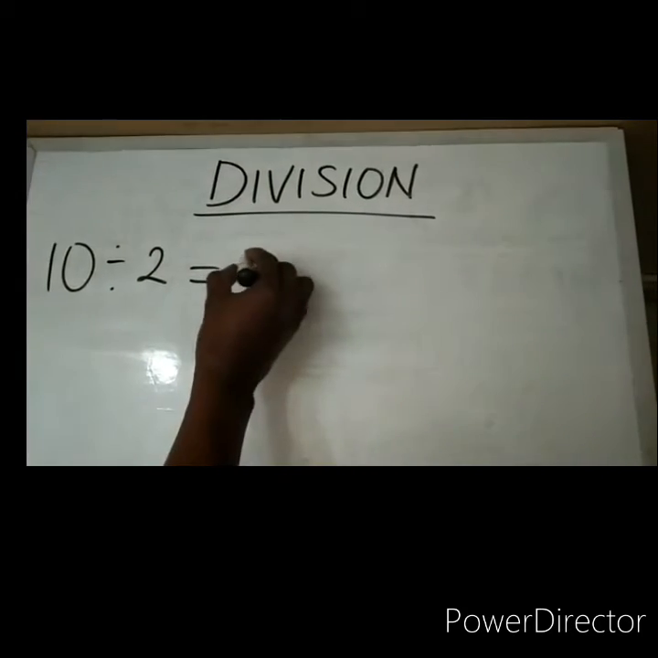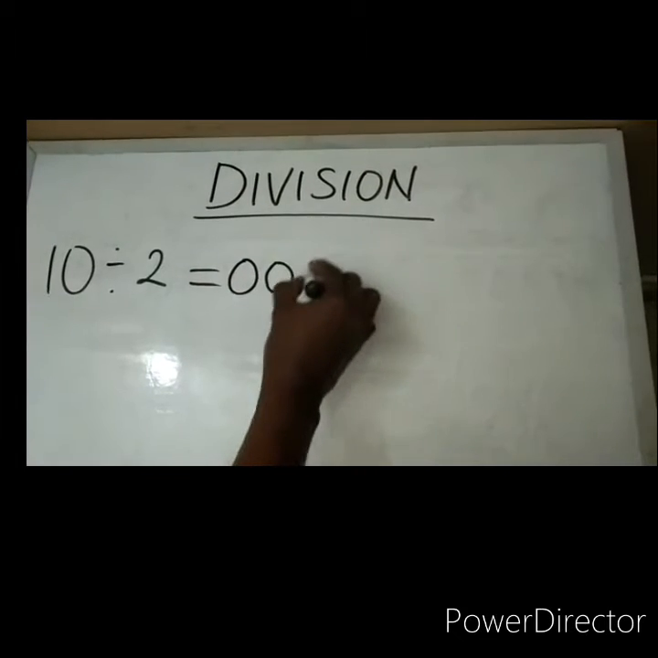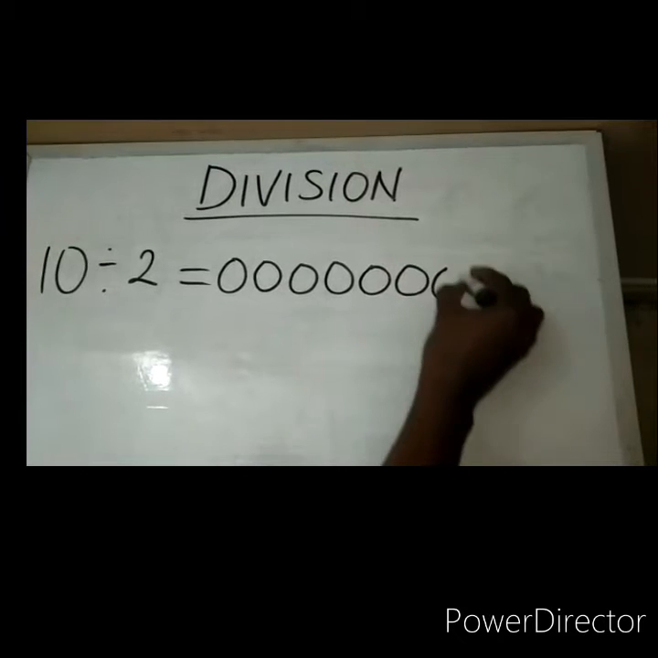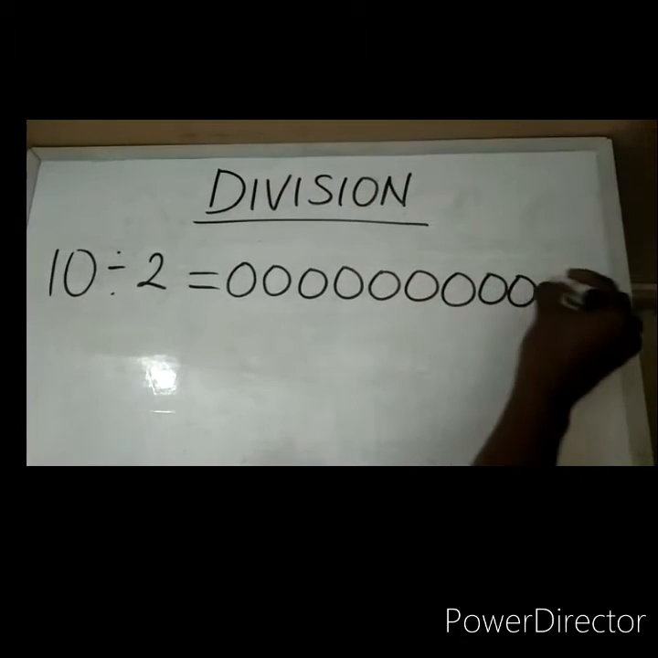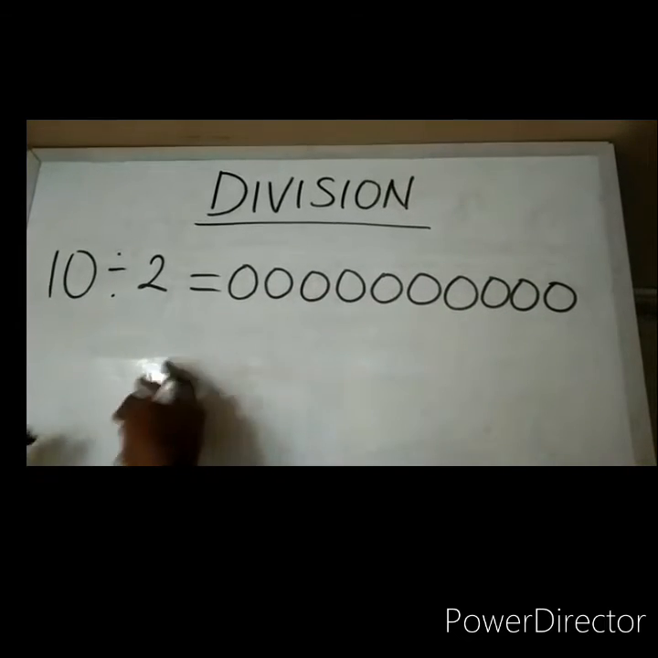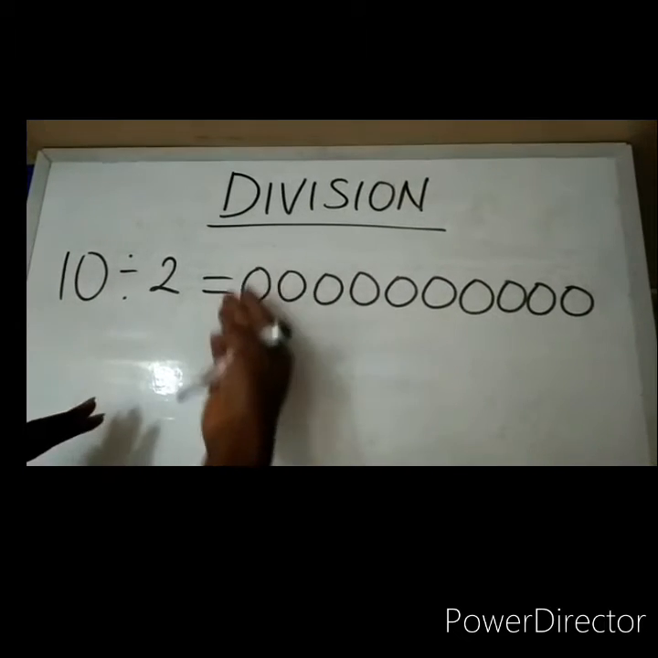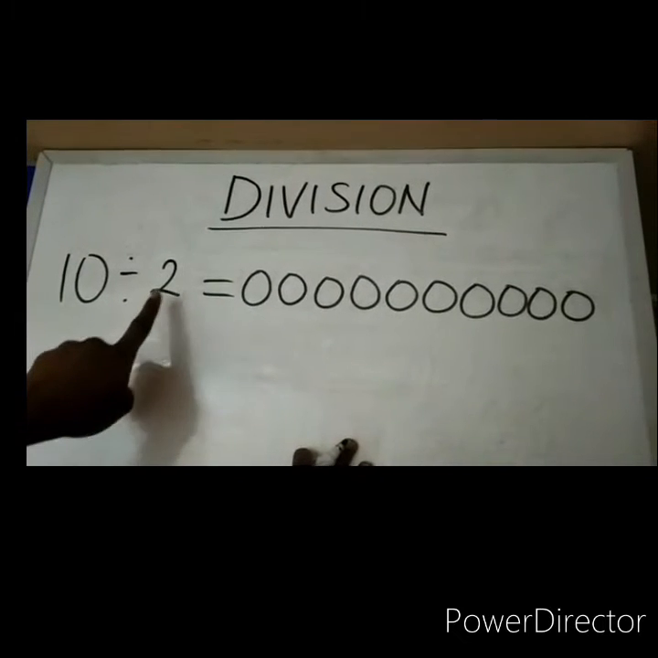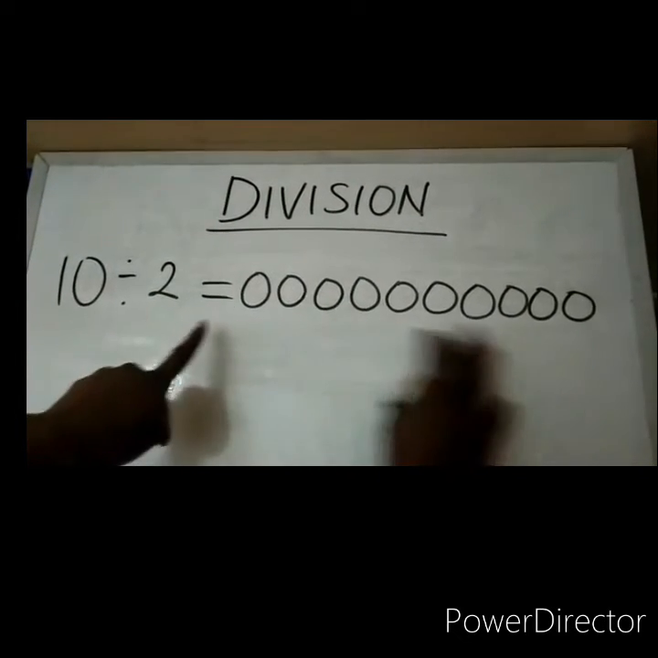Okay? Like this. 1, 2, 3, 4, 5, 6, 7, 8, 9, 10. Now you can see I have some little spaces amongst the circles. This is to enable us to separate them without making mistakes. So now, next we're going to find out how many groups of 2s we have in 10.